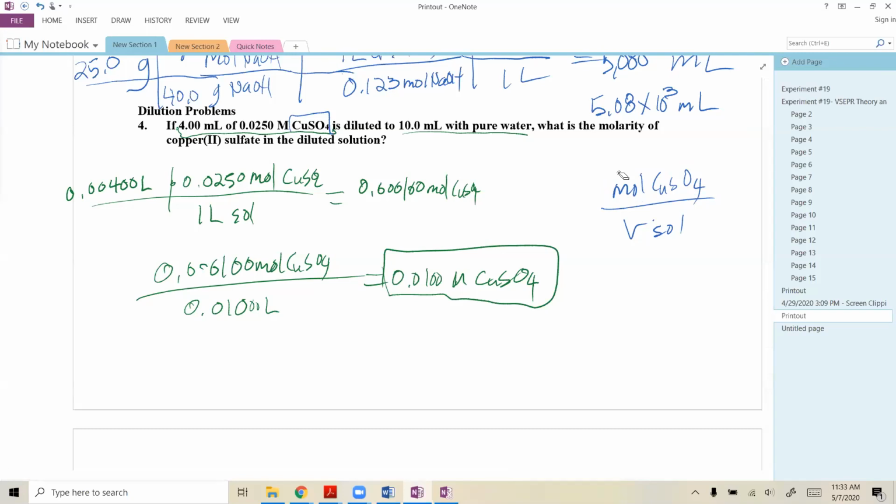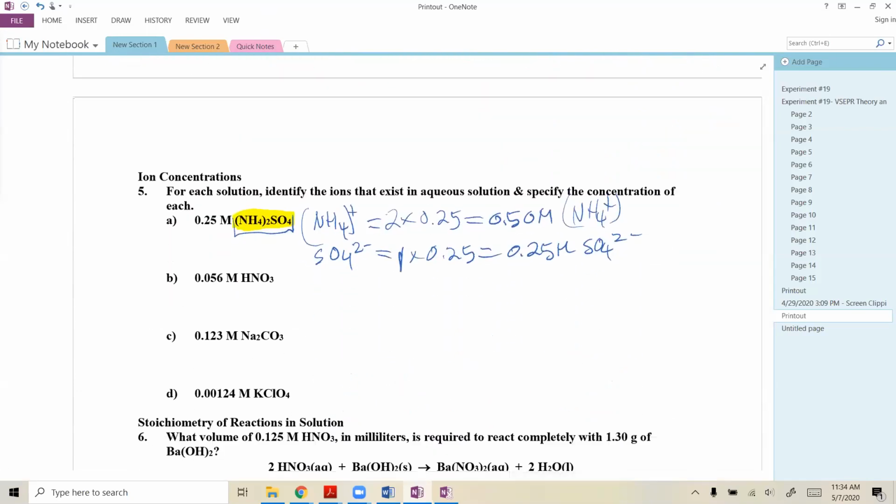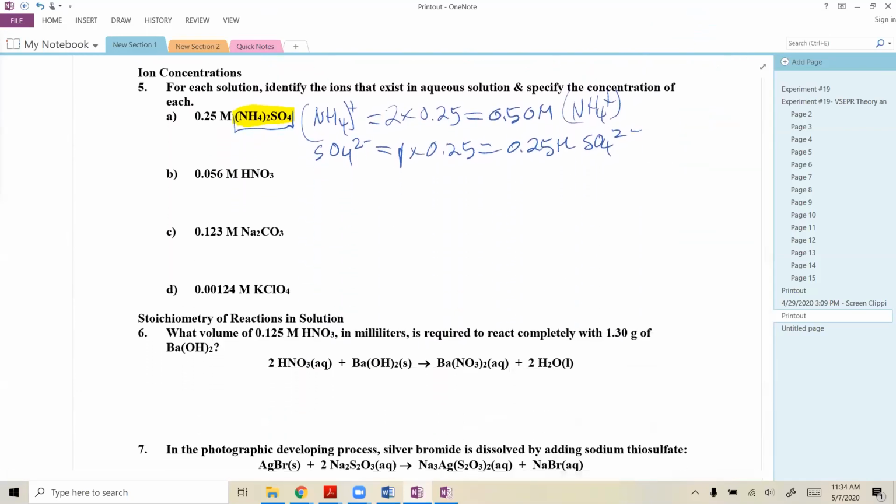Or you can just use it that you need to find the moles of the copper sulfate. We can go backwards and we can see that moles of copper sulfate was equal to moles of copper sulfate in the first one, which was equal to the volume times its molarity. So for B, what ions do you guys see for B?